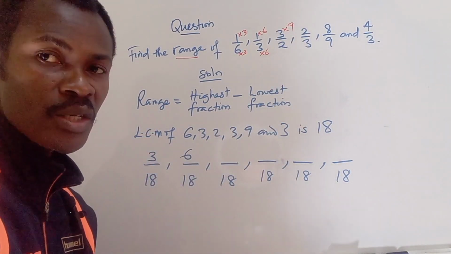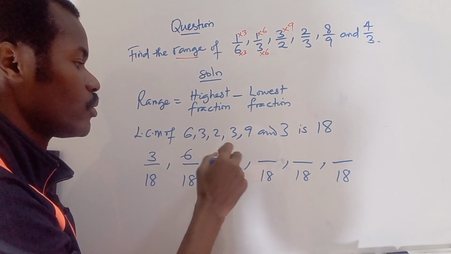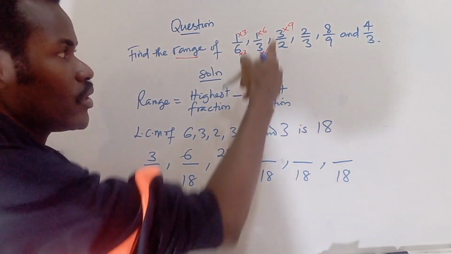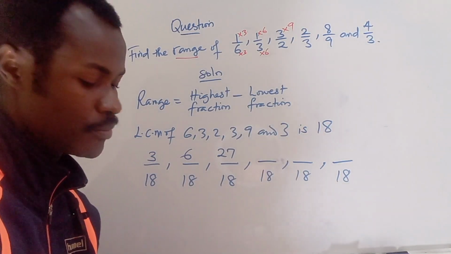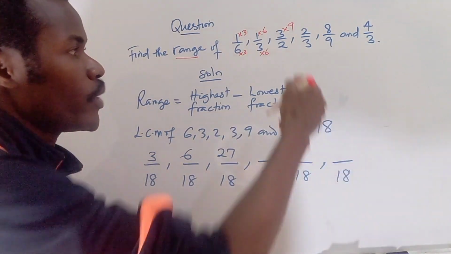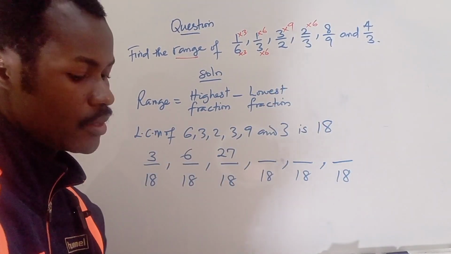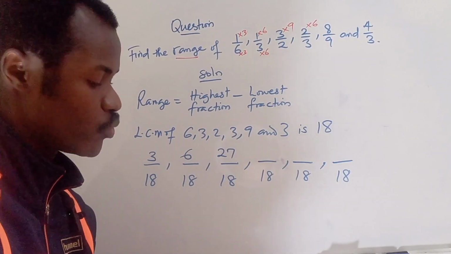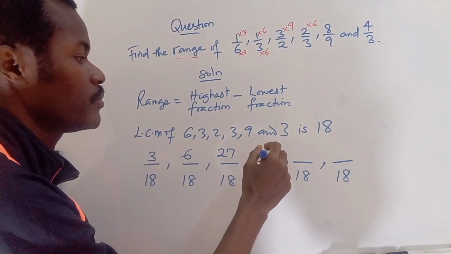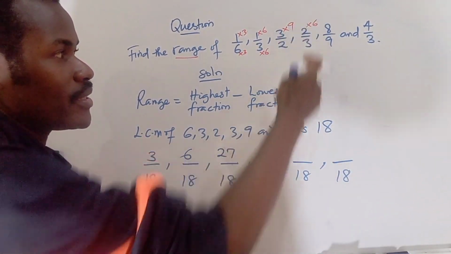Okay? So that means the numerator is going to be what? 27. So this fraction also represents this fraction. All right, for the next one, we have 3 times 6, so we are going to multiply this by 6. All right, so if we multiply 2 times 6, we are going to get what? 12 here. So this fraction also represents this.